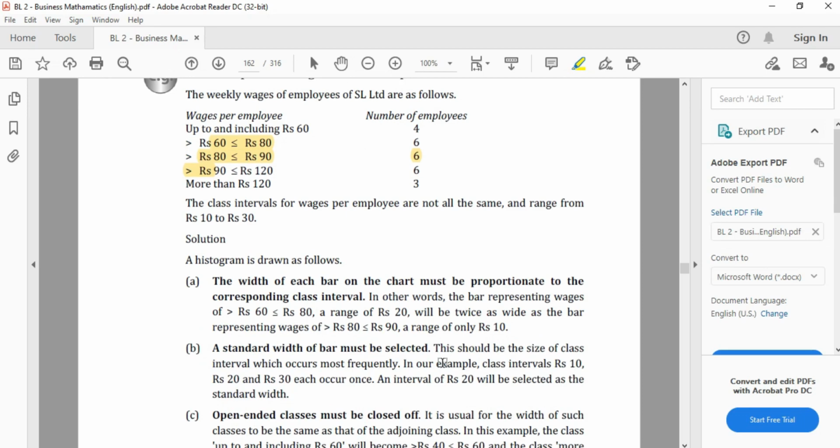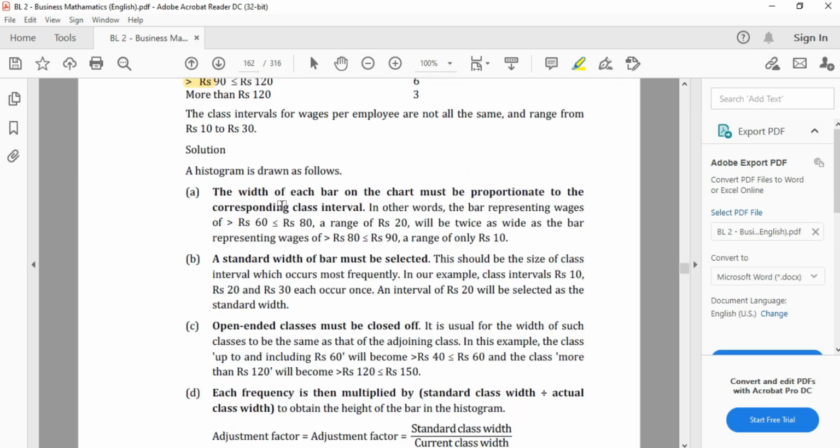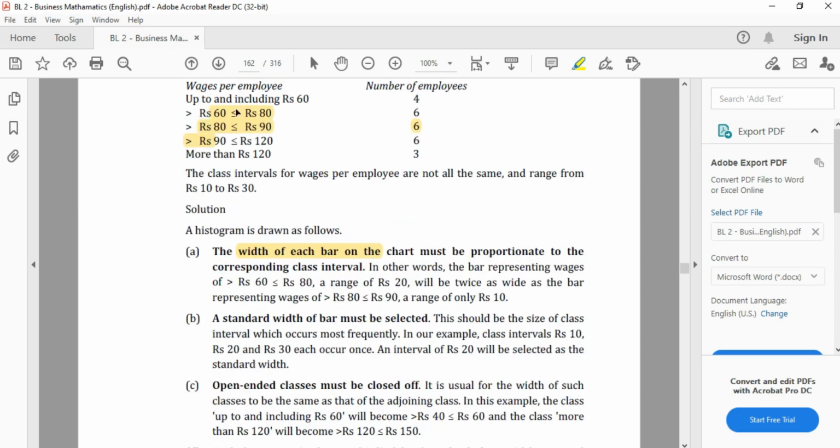Those class intervals, we first of all, to draw a histogram, there are a few steps. First of all, we find the width of each bar must be proportionate to corresponding class intervals. That means, we have to identify what is the gap of each section. So the first one has a gap of 20, second has a gap of 10, third has a gap of 30. Right.